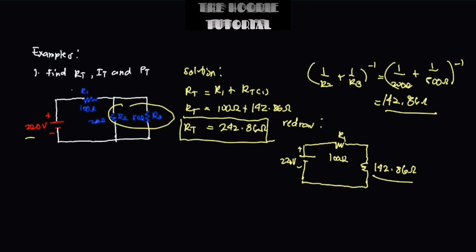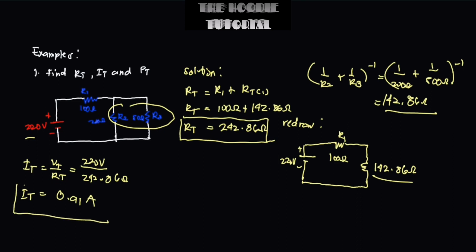Another thing is that we need to find the total current. IT is equal to, just use Ohm's law, VT over RT. Since VT is 220 volts, divided by RT, which is 242.86 ohms, our IT is equal to 0.91 amperes. So this would be our total current.